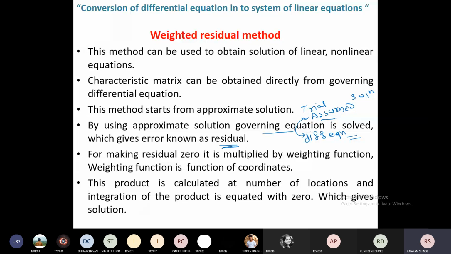Now our aim is to make this residual zero. For making this residual zero, we have to multiply that residual by a weighting function. The product is calculated at a number of locations, and integration is taken over the domain of the problem. Suppose I use R as the residual and W as the weighting function, and if I take the integration over the domain and equate it with zero, this will result in the solution of the problem.